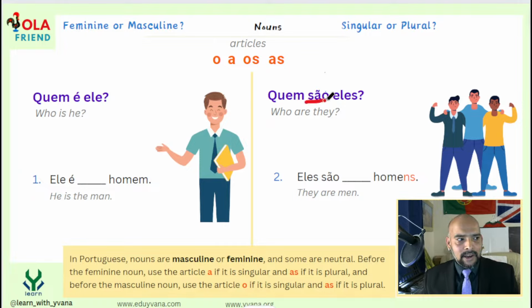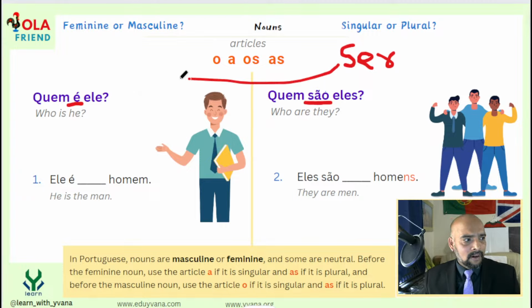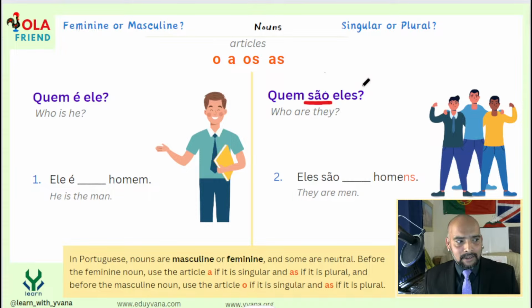So quem são eles? Don't worry for now about these 2 things, é and são. These are the to be verbs, forms of the Portuguese verb ser, that means to be. We will discuss the forms of these verbs in the next lesson as well. But for now, you can just understand that if we have to talk about he, we change this form to é, that means quem é ele, who is he. And if we have to talk about the plural, or they, we say são. Quem são eles? Who are they?